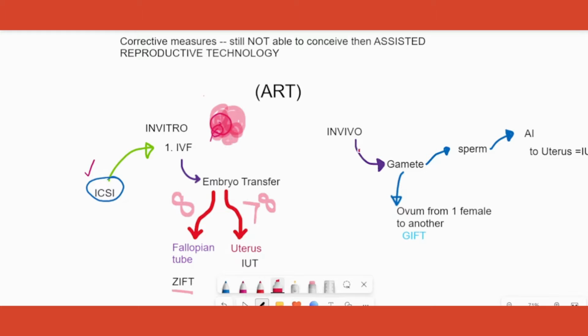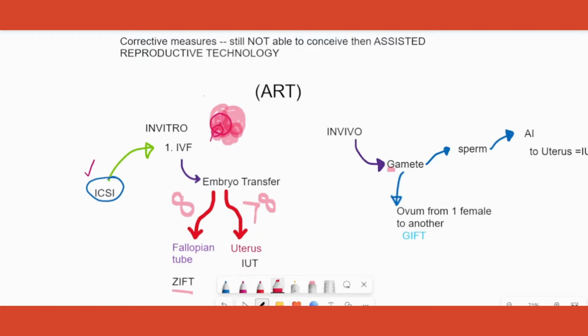Then you should know one more thing: sometimes we cannot do it in the lab. Instead, one of the gametes is extracted and put into the other. The first option is to extract the ovum, which is one type of gamete, from one female and put it into another female who cannot produce ovum but has the conditions to grow a child. That is called GIFT. Alright, the gamete is getting transferred. So what is the expansion of it? Gamete intrafallopian transfer.